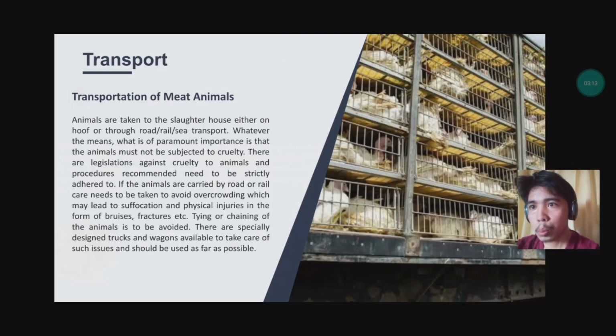Transportation of meat animals. Animals are taken to the slaughterhouse either on hoof or through road, rail, or sea transport. Whatever the means, what is of paramount importance is that the animals must not be subjected to cruelty. There are legislations against cruelty to animals, and recommended procedures need to be strictly adhered to. If the animals are carried by road or rail, care needs to be taken to avoid overcrowding, which may lead to suffocation and physical injuries in the form of bruises, fractures, etc. Tying or chaining of animals is to be avoided. There are specially designed trucks and wagons available to take care of such issues and they should be used as far as possible.